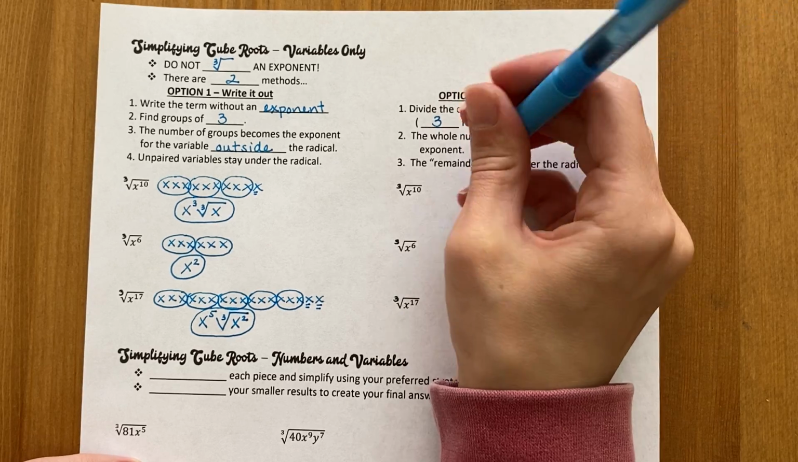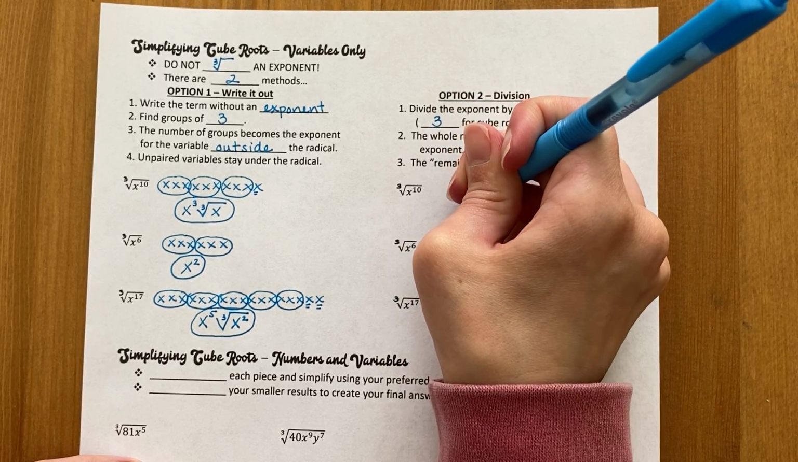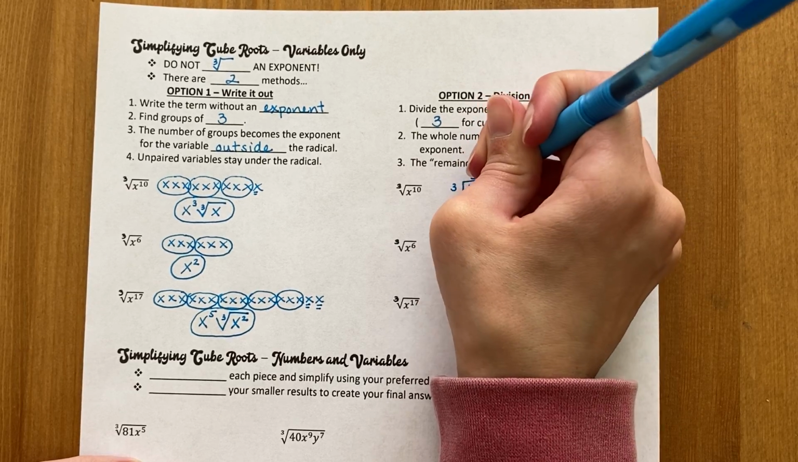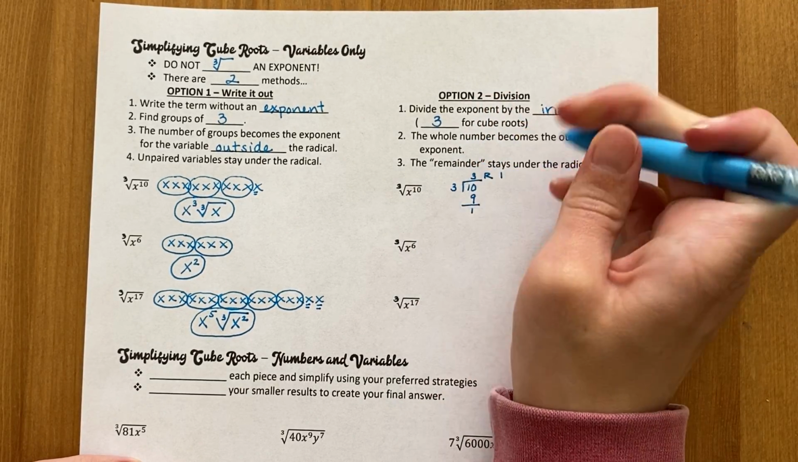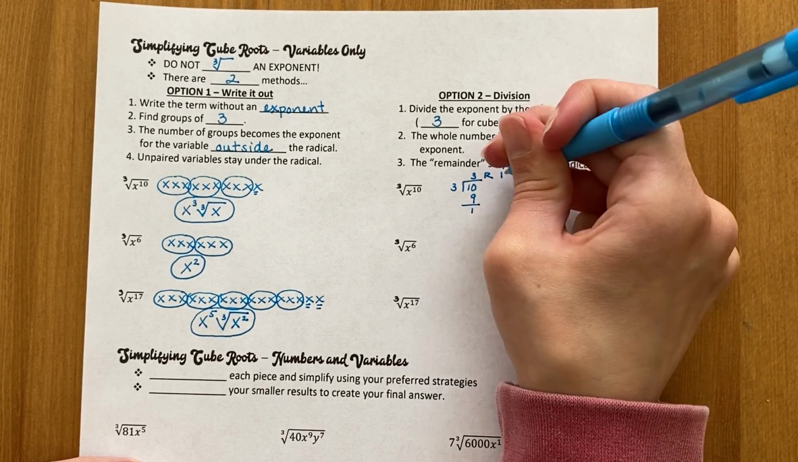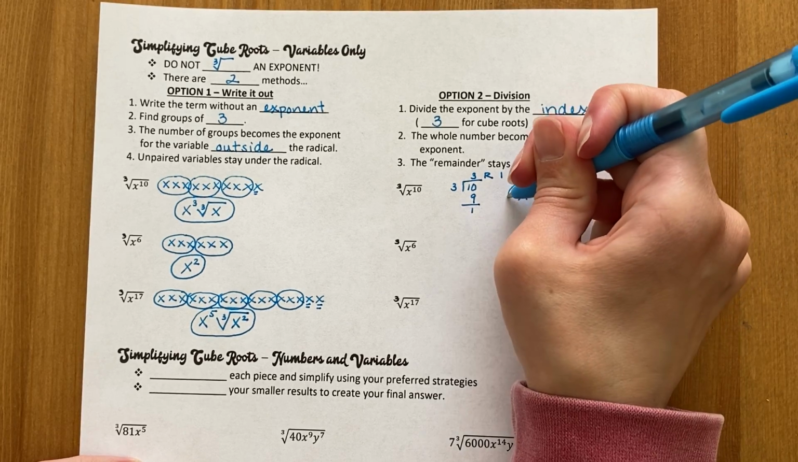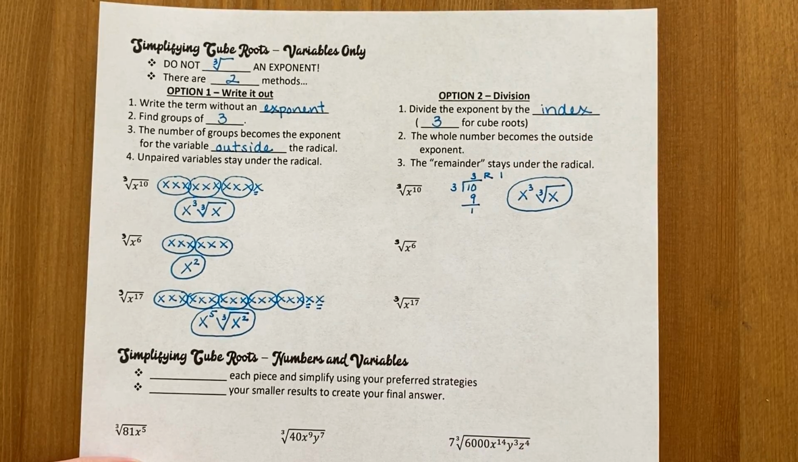Okay, so now, if I take 10 divided by 3, 3 goes into 10 3 times. So that's going to give me a remainder of 1. So this 3 becomes the exponent on the outside, and this 1 becomes the exponent on the inside. You can write it if you want to, but typically you won't see it.